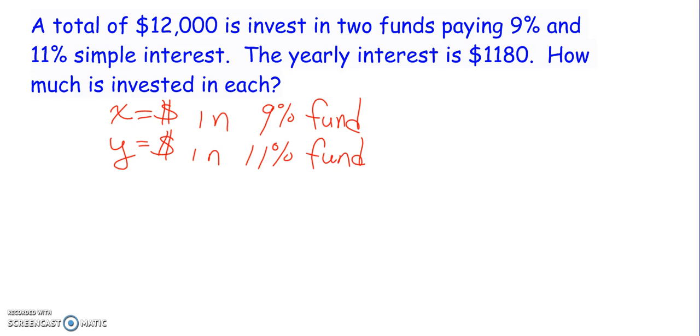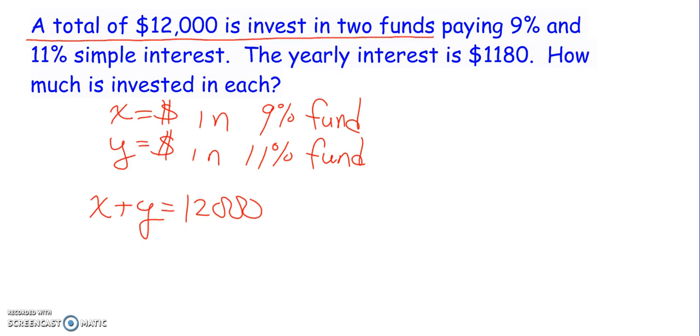What we do know is the total amount of money, which is one equation that we could create. We could create x plus y is equal to $12,000. What this statement is really saying is we have a total of $12,000 invested in two funds. x is the amount of money in one fund, y is the amount of money in the second fund, and in total there is $12,000 invested in both of them. That's what that statement is saying.